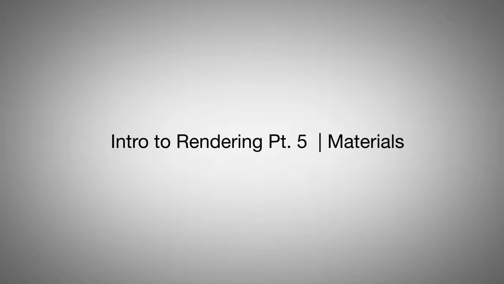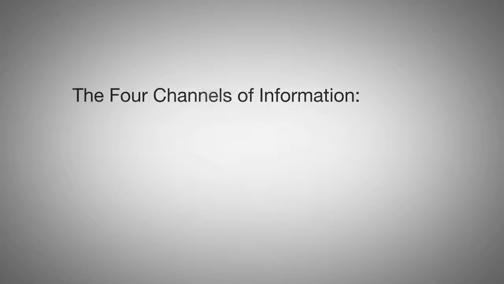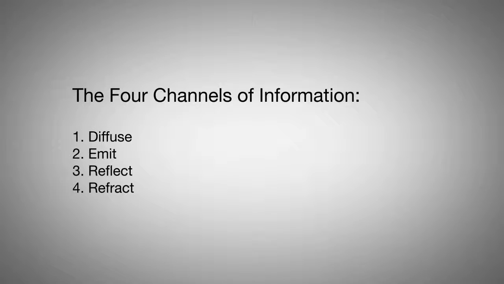We're continuing on with our Intro to Rendering series. In today's video, we're going to discuss materials. Materials indicate four basic properties of information about objects that are in the scene. They are diffuse, emit, reflect, and refract.